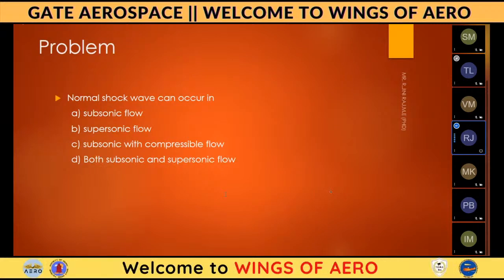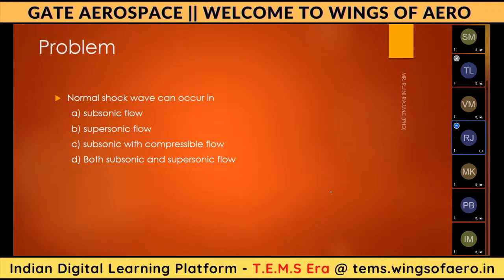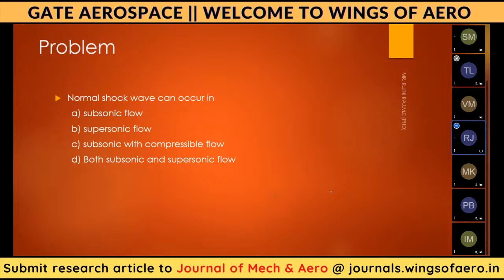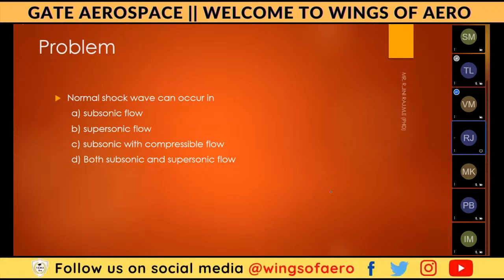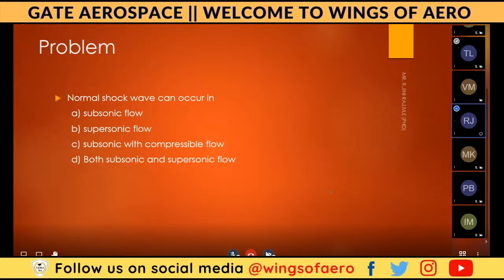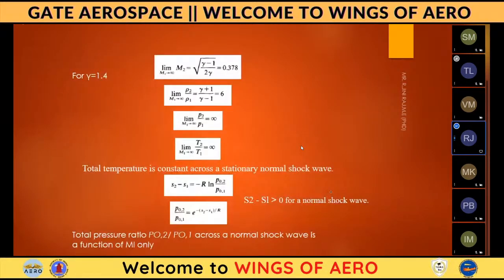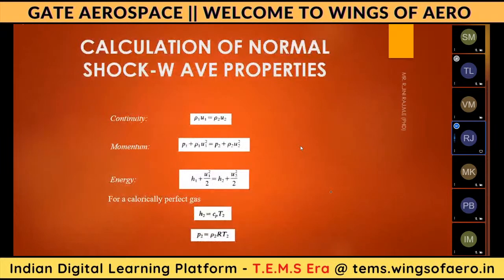So anyone please answer this question. Normal shock wave can occur in A, subsonic flow, B, supersonic flow, C, subsonic with compressible flows, D, both subsonic and supersonic flows. Option B, sir, because normal shock wave will occur only in supersonic flows. Okay. The other things we can see later because I don't have enough time.